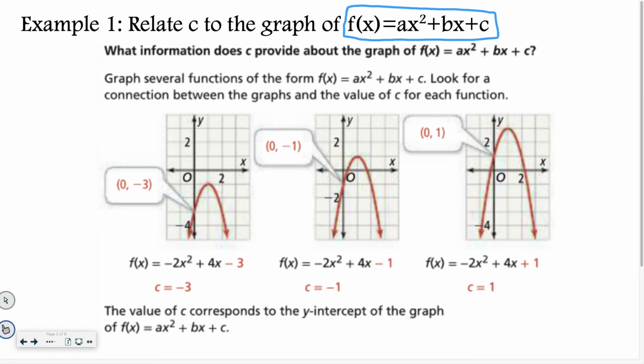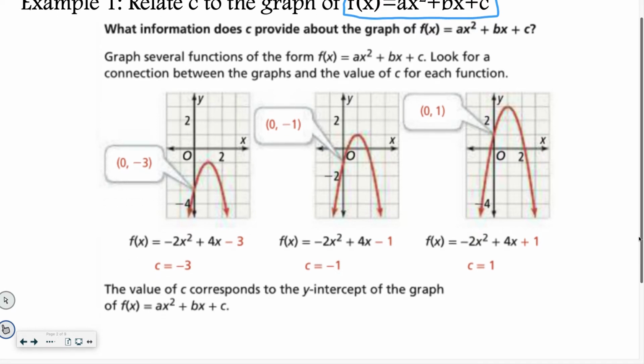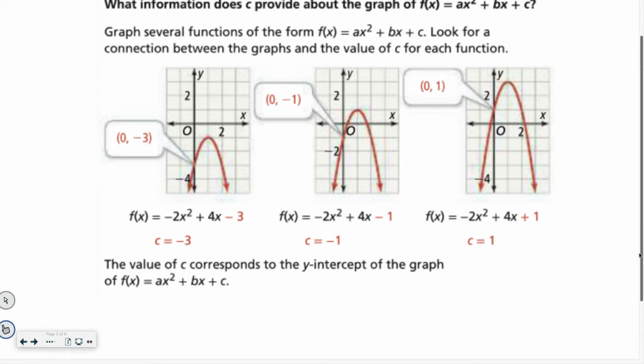Okay? So looking at this, what information does c provide about the graph of f of x equals ax squared plus bx plus c? So if we graph multiple functions of that form, and we look for a connection between the graphs and the value of c for each function. So if we look at it, you can see here are the three different functions that have been graphed. And notice that they highlighted our value for letter c in red to make it easier to see.